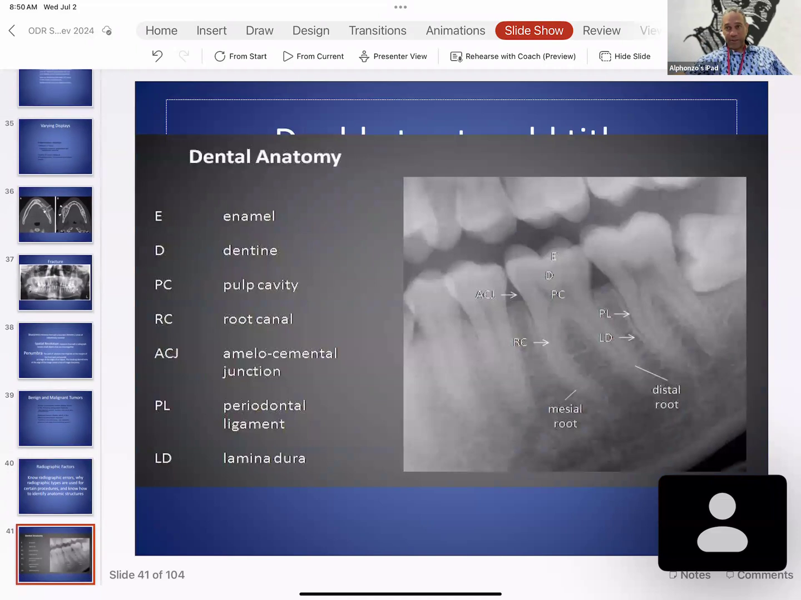Okay, here's basic dental anatomy. You should be able to identify all of these things on any type of x-ray that I show you, or any image you're presented with. You should be able to know what the enamel is, what the dentin is, what the pulp cavity is, what the root canal system looks like, and how you should be able to identify that, the amelocemental junction, the periodontal ligament, the lamina dura.